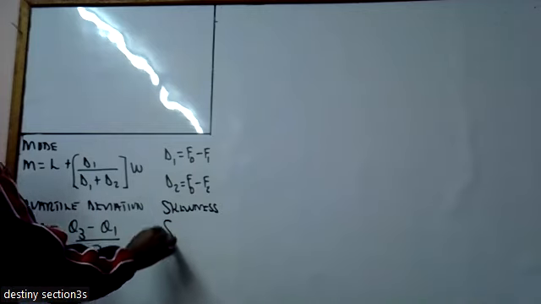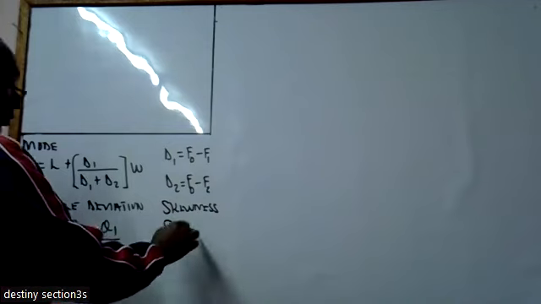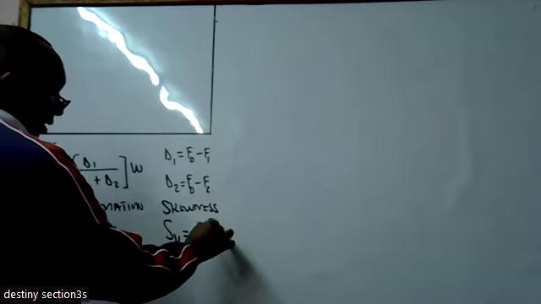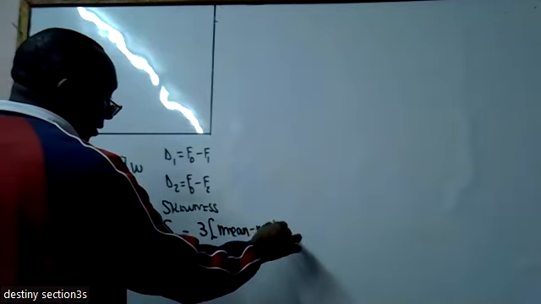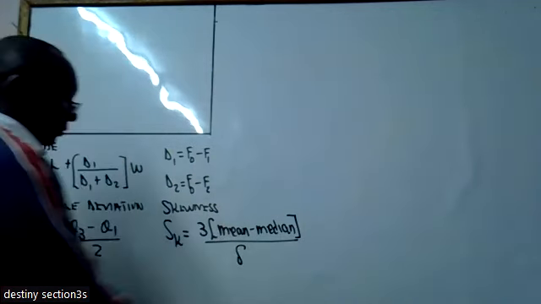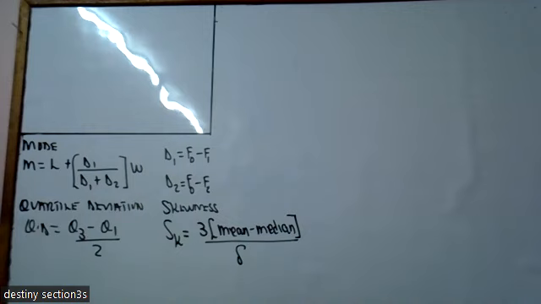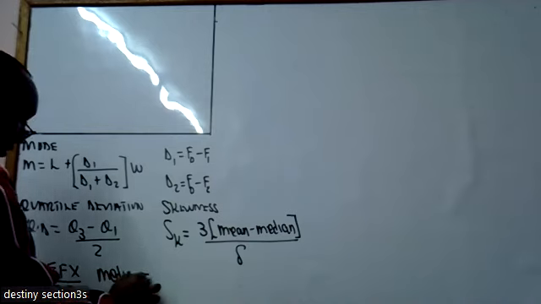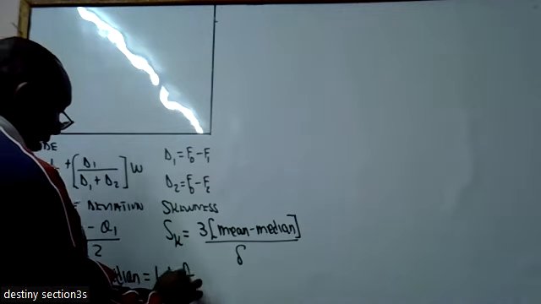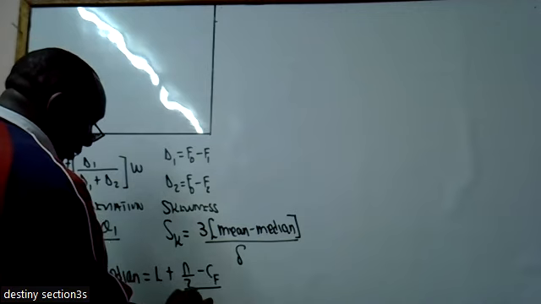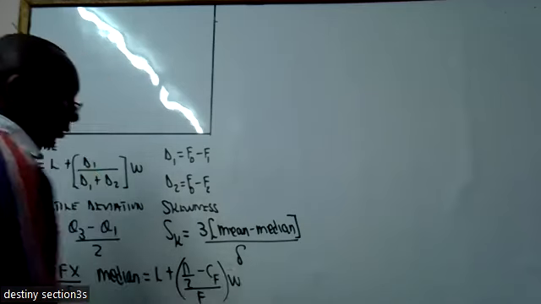So how do we get the skewness? The coefficient of skewness is given as 3 brackets mean minus median, divided by the standard deviation. So that requires that we get the mean. X bar is given as sum of fx divided by sum of f. The median we know is given as n out of 2 minus cf, divided by f, multiplied by w.